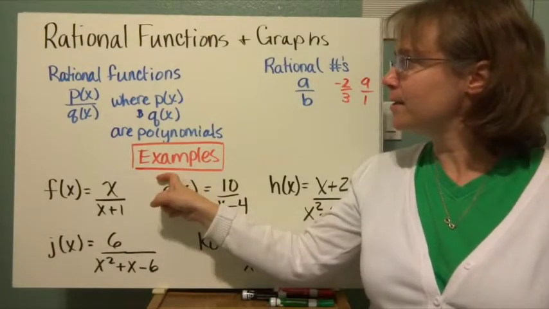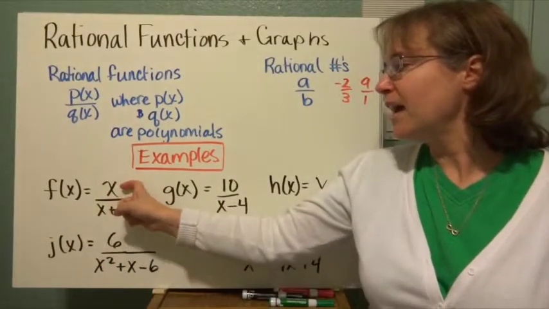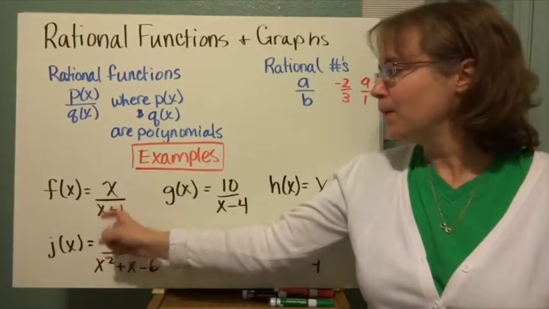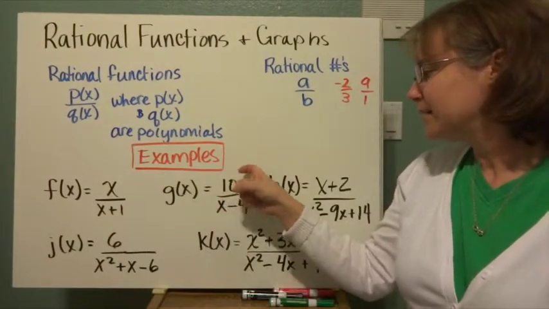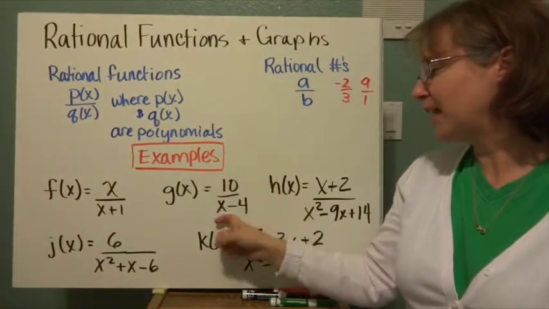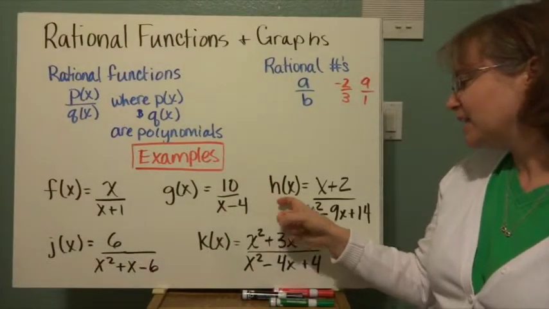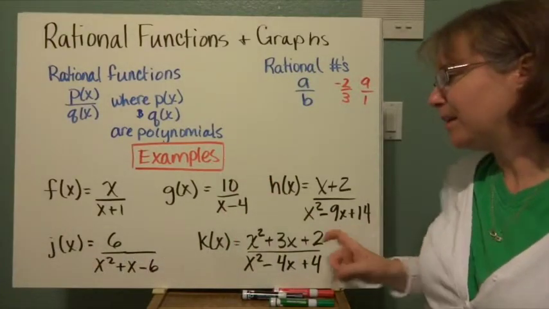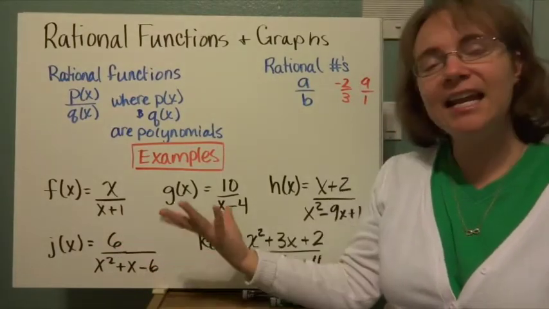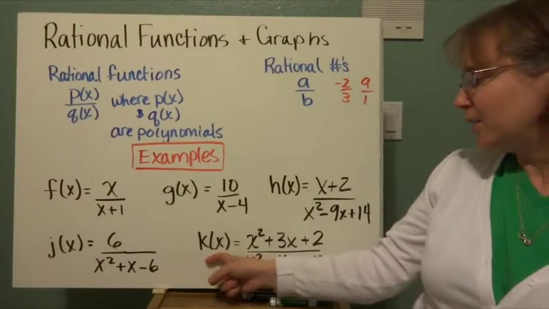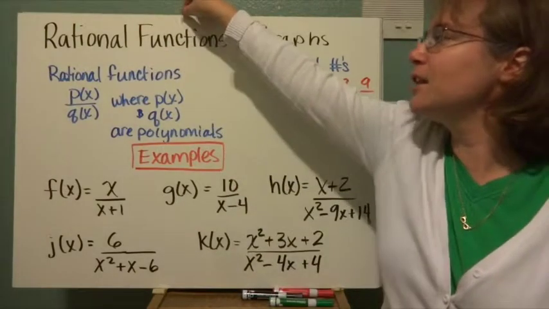So some examples of rational functions include f of x is equal to x over x plus 1, where we have linear term over linear term. G of x, which equals 10 over x minus 4. So we have a constant over a linear term. H of x, we have a linear over a polynomial. J of x, we have a linear over a quadratic, and any other combination. So we can even have the same degree on both the numerator and the denominator.